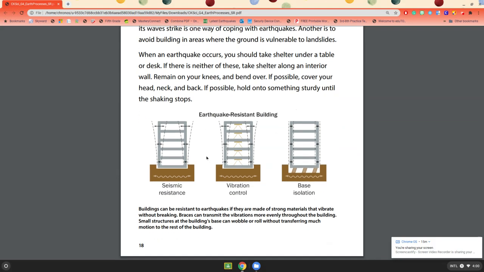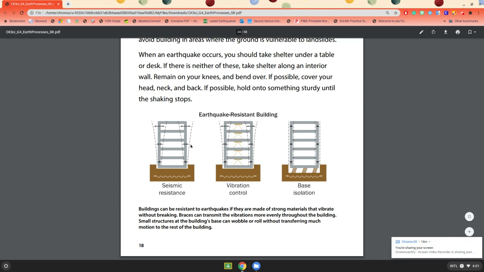Now, in places like California also, they have created buildings that can resist earthquakes if they are made of strong material that vibrates without breaking. Braces can transmit the vibrations more evenly throughout the building. Small structures at the building's base can wobble and roll without transferring much motion to the rest of the building. So basically, in areas like Japan or California, these buildings must meet certain codes. Some of those codes require an earthquake resistant building that can withstand the shaking and the vibration.